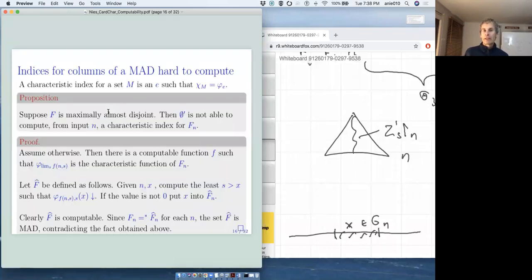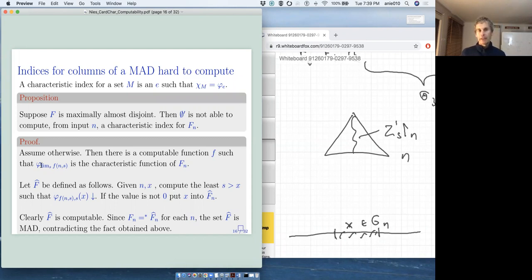Examples are the index guessable oracles. What we use here is that if you have a MAD set, then the indices for the columns, even though they're computable, are hard to compute. So a characteristic index for a set M, meaning simply an e so that phi_e equals the characteristic function of M, is hard to compute for those columns. If F is MAD, maximally almost disjoint, 0 prime cannot compute such an index.